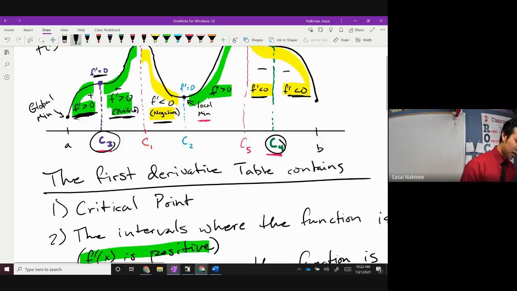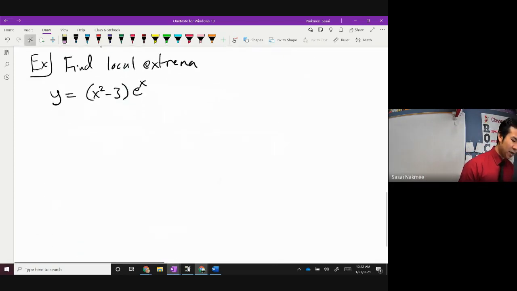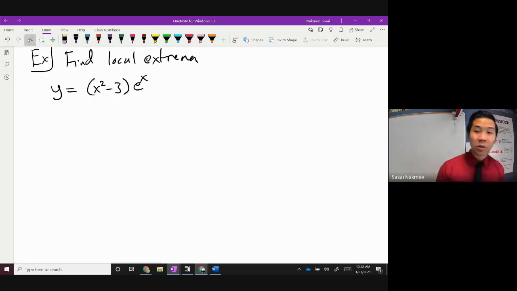So let's go down here and take a look at this problem. The very first thing you should do when you're trying to find local extremas is find the derivative. You can use the product rule, or you can distribute this and use the power rule with the product rule. I'm just going to use the product rule because I already see it right here. If I distribute this, I'll have x squared times e to the x, and I'll need the product rule anyways. So I'm just going to go ahead and start off with the product rule.